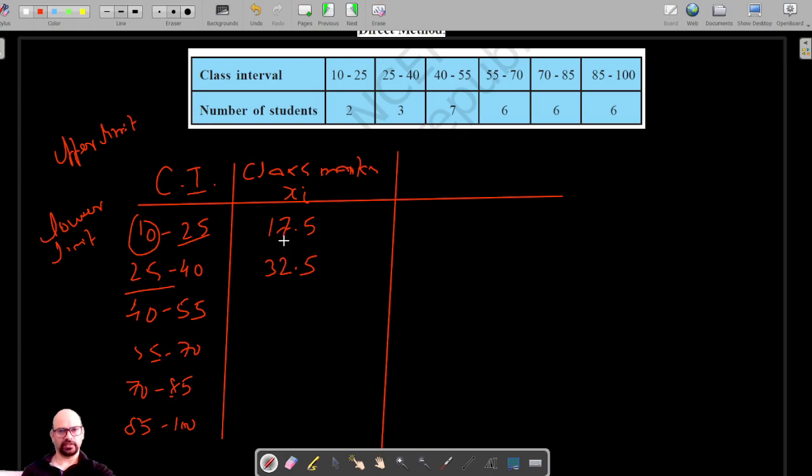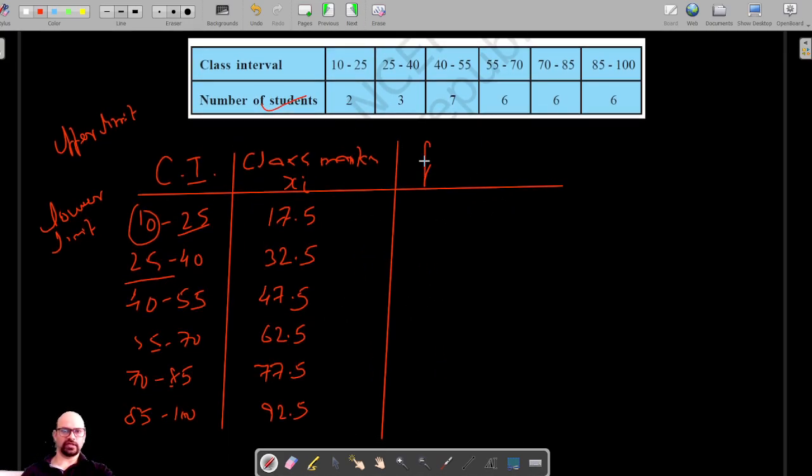So this gives me 47.5. And if I add 15 once again, this is 62.5, and 77.5, and 92.5. Okay, now let's write down the number of students, that is the frequency. So the frequency is 2, 3, 7, 6, 6, 6.